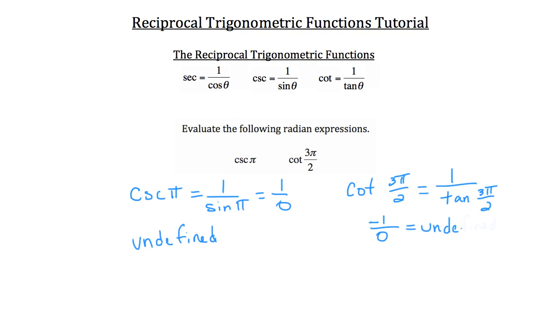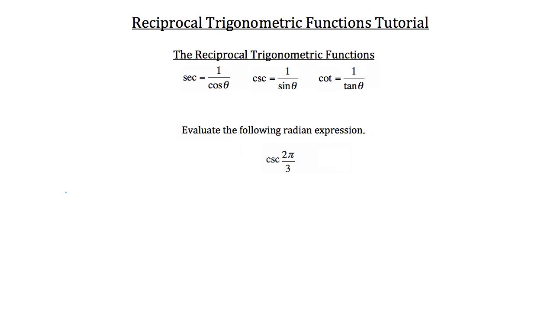Alright, so now that we've seen a couple undefined examples, let's take a look at one that's going to work out to a number. Evaluate the following radian expression. So in this case, we're looking at the cosecant of 2 pi over 3. Remember, the cosecant of 2 pi over 3 is going to look like 1 over the sine of 2 pi over 3. Now put it into your calculator just like that, 1 over sine 2 pi over 3.